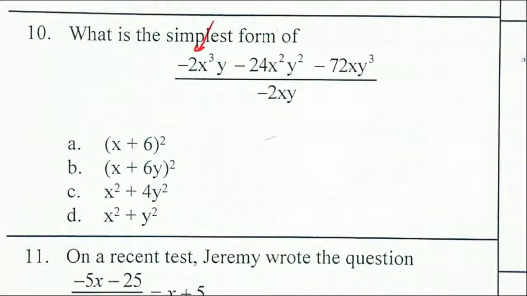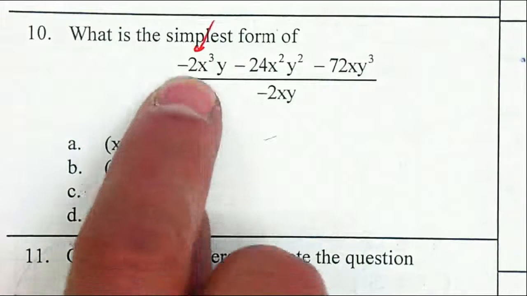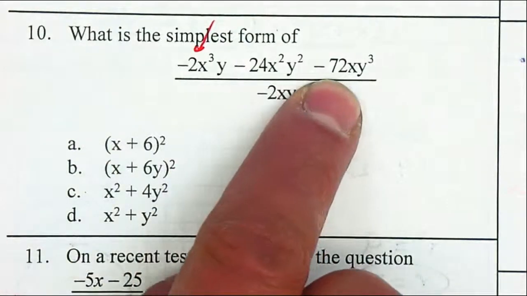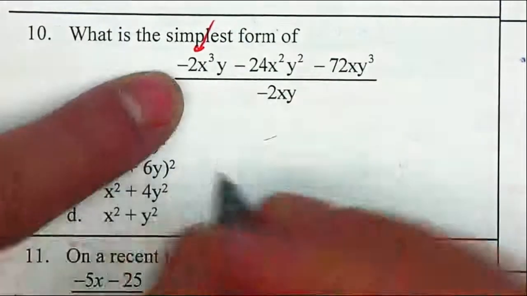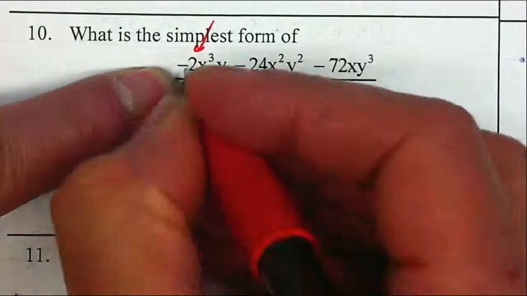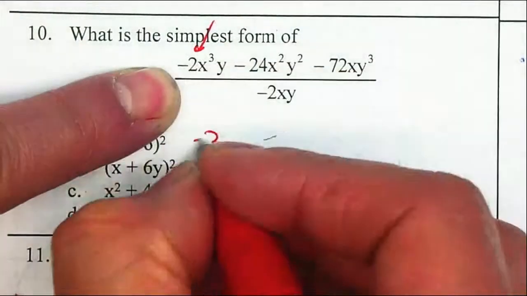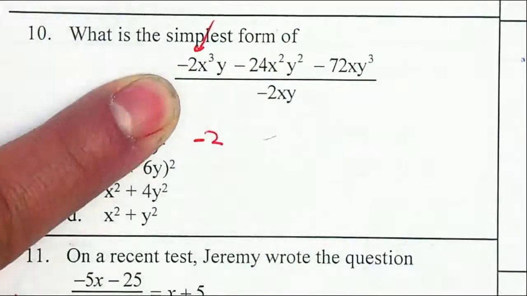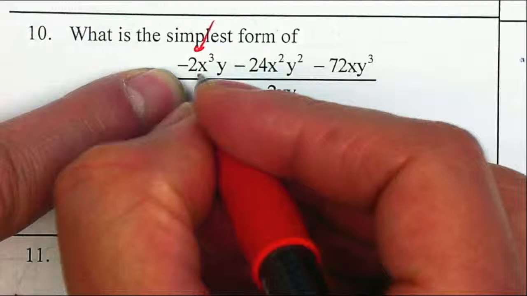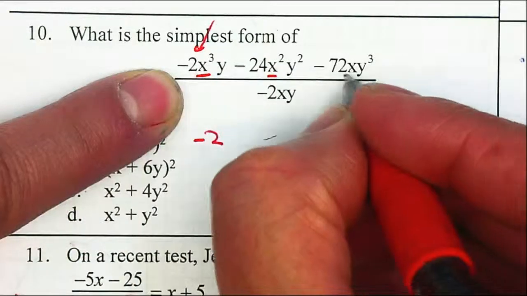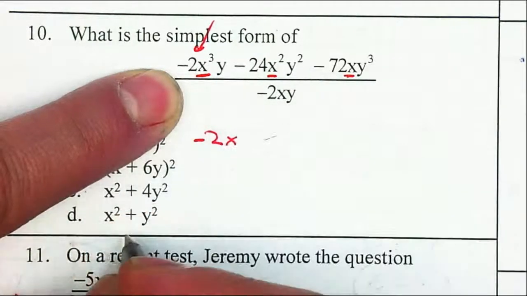So let's go and take a common factor first. Let's see, what number divides 2, 24, and 72? 2. And since the first number is negative, remember, you need to be careful, you need to take a negative 2. Do they all have an x? This has 3 x's, this has 2, and this has 1, so I can take out one of the x's.